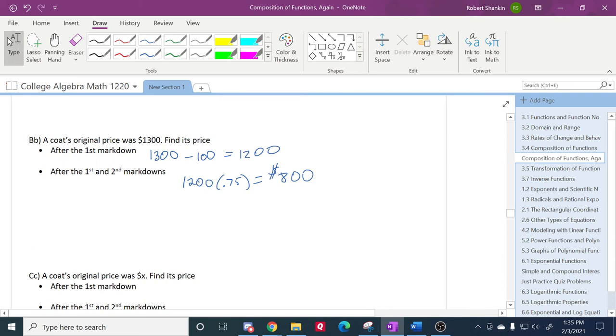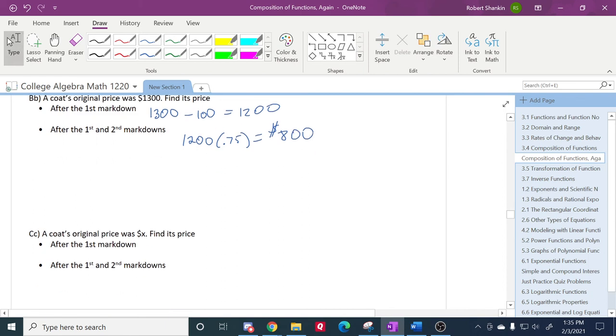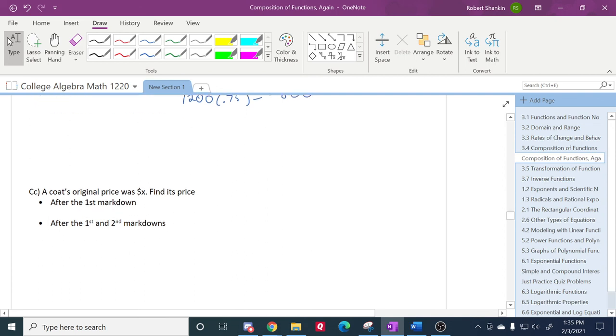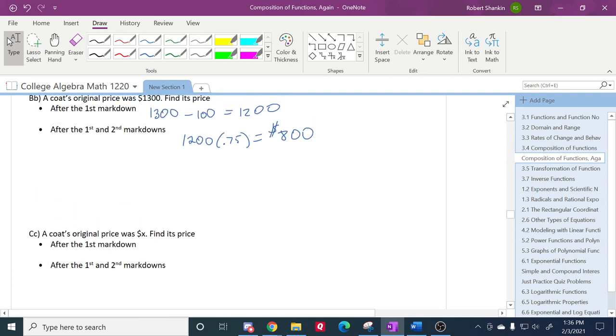Okay. So now it gets a little tricky. Coat's original price was X dollars. Find its price after the first markdown, and then after the first and second markdowns. And as you get your answer, type them in to your group chat, but don't hit enter yet.